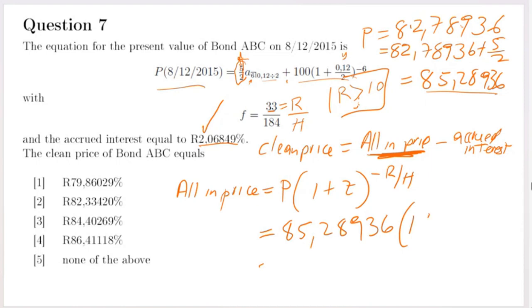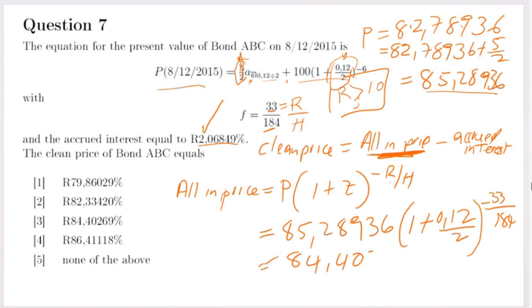So you're going to have 885,28936 into (1 plus Z), what is your Z? Your Z is your yield rate divided by 2, which is 0.12 divided by 2. And then this is your R, negative 33, divided by your H. There is your H, it is 184. So your all-in price there is going to be 884,402.69. So you've got all the values that you need now for your formula.